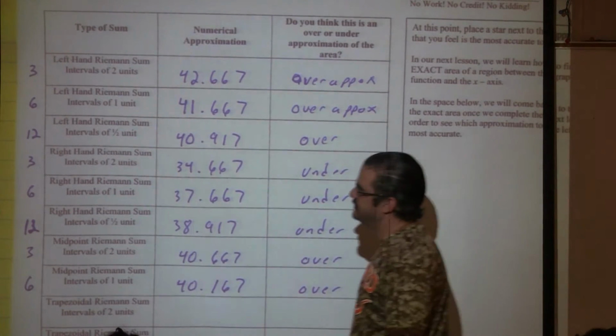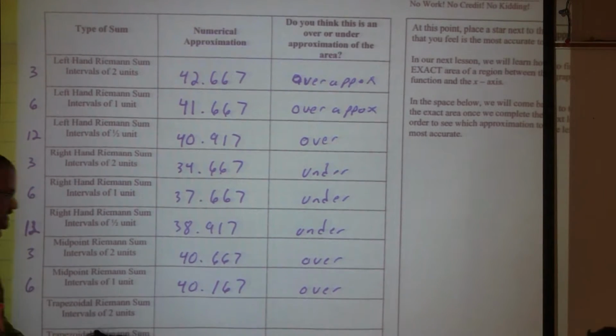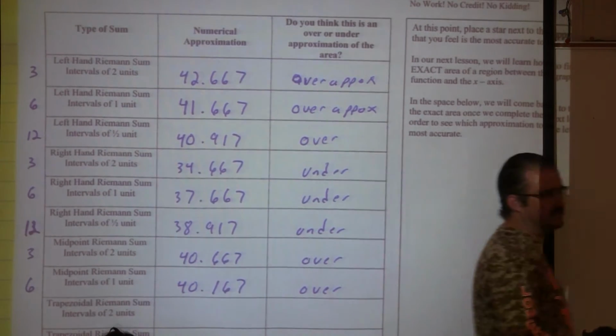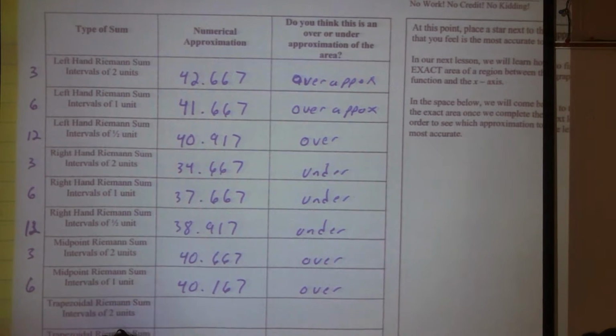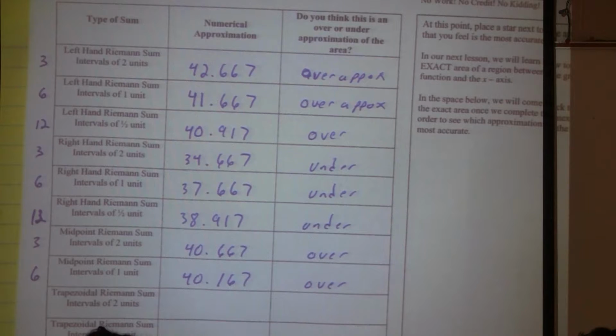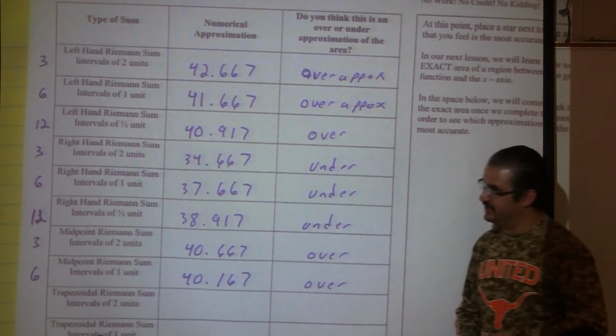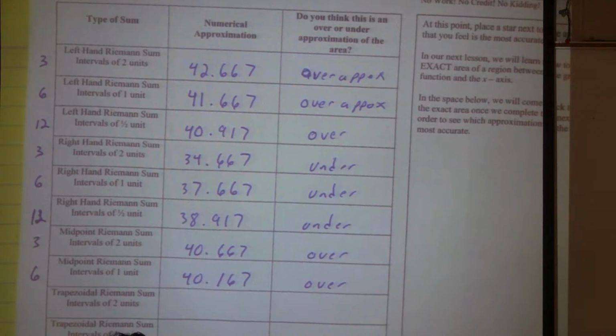Up to now, which one do you think is the best approximation? Which one out of all of them? The midpoint with how many rectangles? 6. Do you think if we did the midpoint with 12, it would be even better? Yes. Okay, cool. So we still need to do the trapezoidal sums, and then we can compare those with what we have. So don't lose this paper, okay?